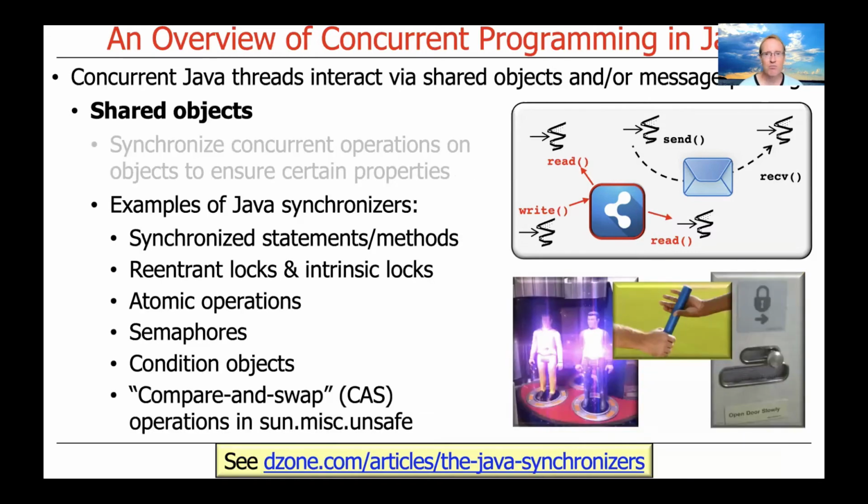And then there's also lots and lots of examples of these things. We're not going to talk about many of them in this class at all. That's the concurrent object-oriented programming class. But just a quick summary, just to be comprehensive here. Synchronized statements and methods in Java are examples of synchronizers. Reentrant locks and intrinsic locks are examples of synchronizers. Atomic operations, semaphores, condition objects, compare and swap operations that are done way down in the bowels of the Java virtual machine and the underlying hardware. Those are all examples of synchronizers. And they're very cool, but we're not going to talk a whole lot about them.